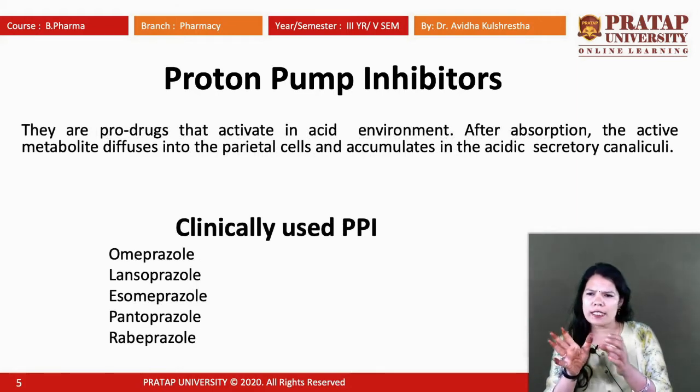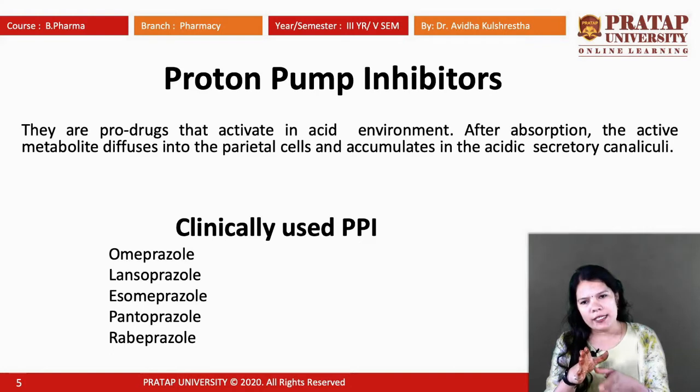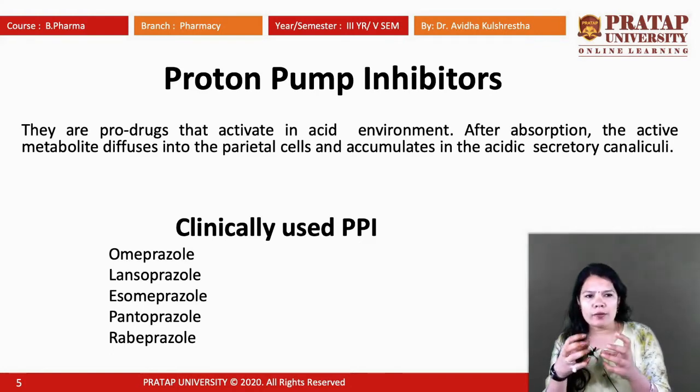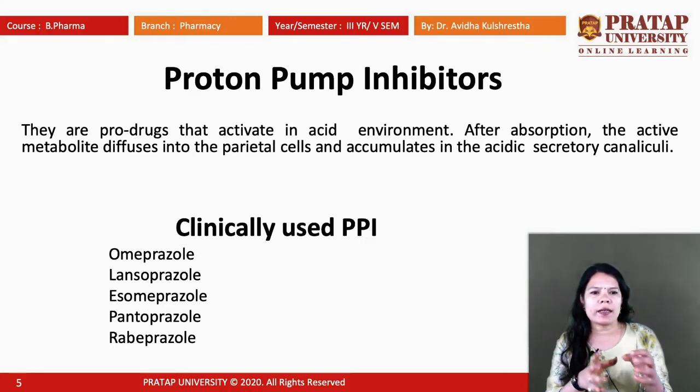So we can say that they are products that activate in an acid environment. After absorption, the active metabolite diffuses into the parietal cell and accumulates in the acidic secretory canaliculi. So these are drugs which activate in the acidic environment. Whenever the acid increases in the body, they are activated. After absorption, the active metabolite diffuses into the parietal cell and accumulates in the acid secretory canaliculi.